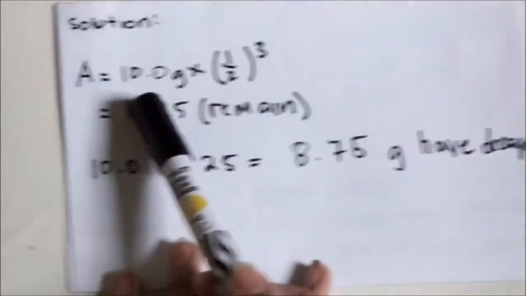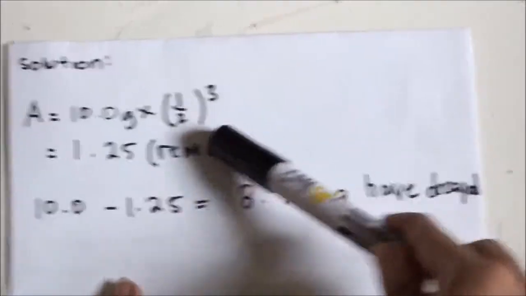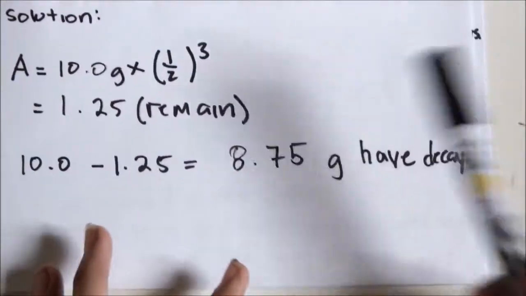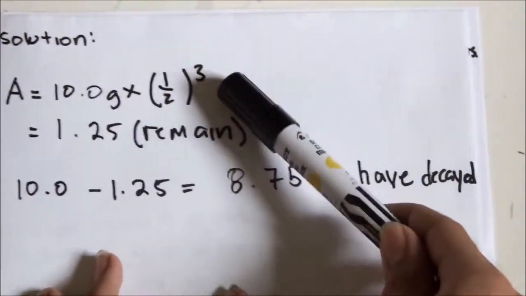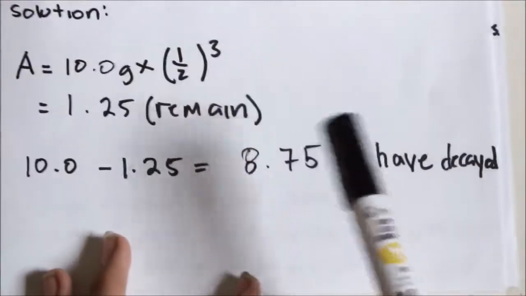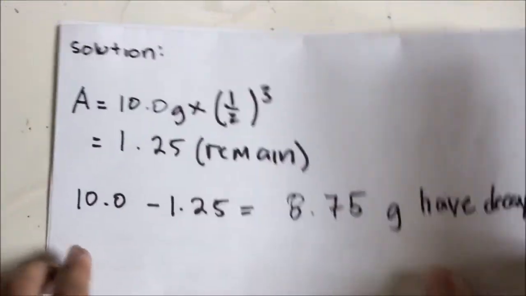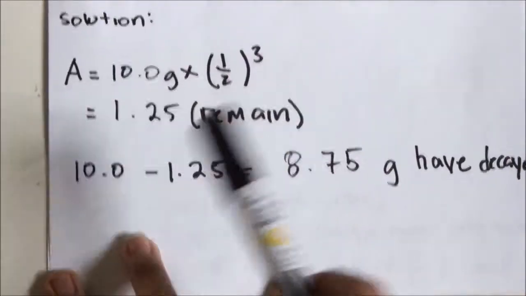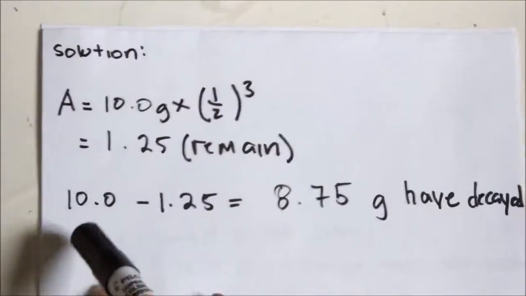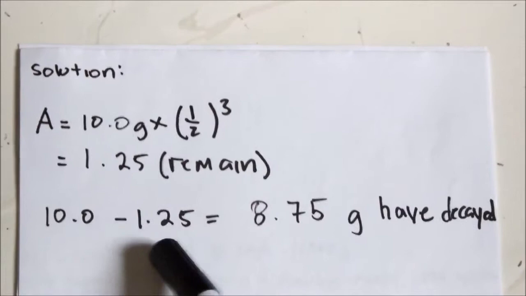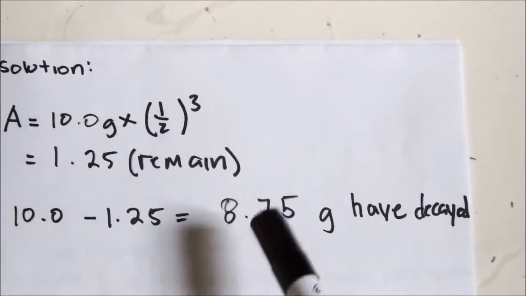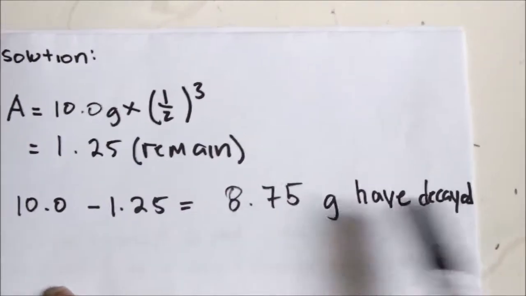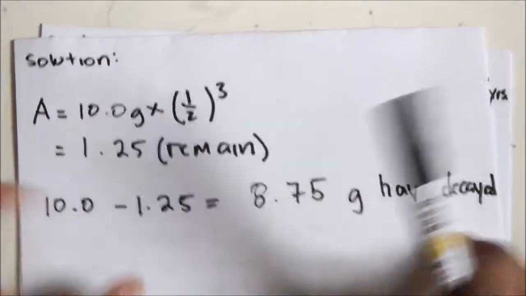10.0 times 1/2 raised to 3, because in the question we're given how many grams would be left after 3 half-lives. So we get 1.25, then 10.0 minus 1.25, and I get 8.75 grams. So here's the answer: 8.75 grams have decayed after 3 half-lives.